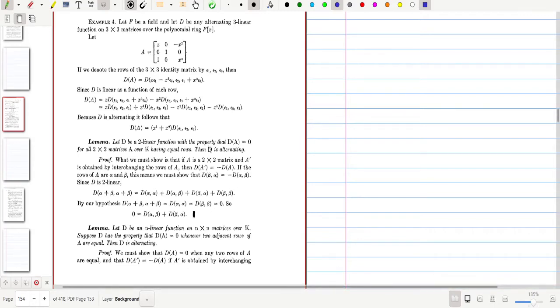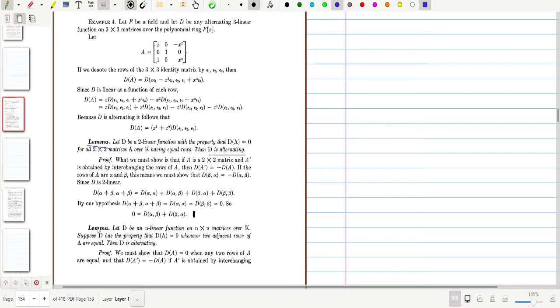Hi all. Last day we discussed this lemma. In this lemma, we saw a sufficient condition for D to be an alternating function. The statement is: let D be a 2-linear function with the property that D(A) equals 0 for any 2 by 2 matrix A with equal rows. Then you can easily get that D is alternating. So it is sufficient to get D(A) equal to 0 for matrices with equal rows; that will imply that D is alternating.